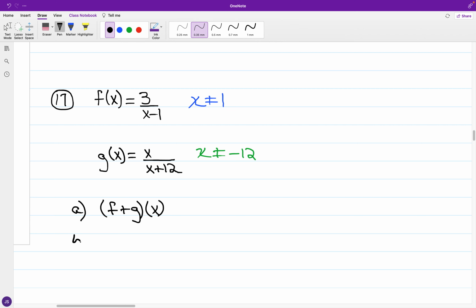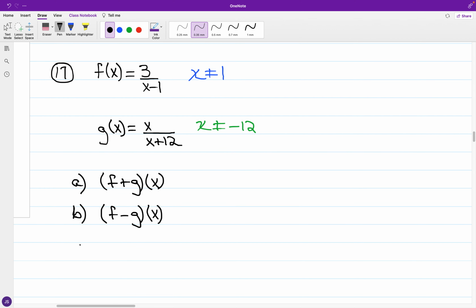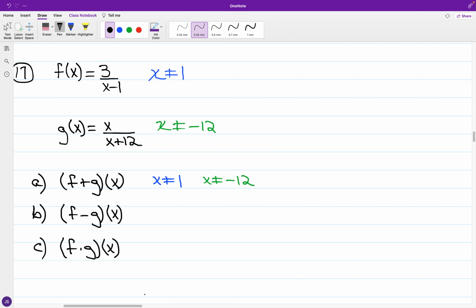Now for the domain of the sum, difference, and product functions, all of these are going to be the same. To keep f of x defined, x cannot be at 1. And also to keep g of x defined, x cannot be negative 12. So we have two values left out. In terms of graphing, you would have open circles on negative 12 and 1.